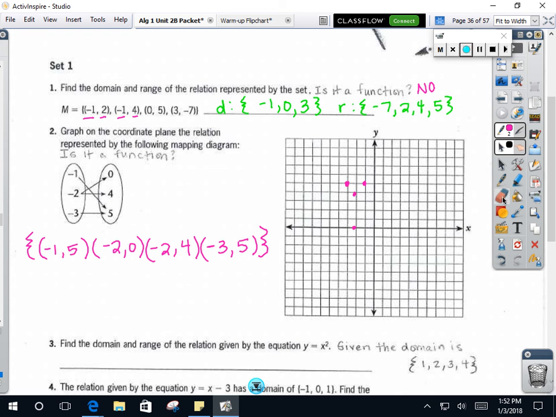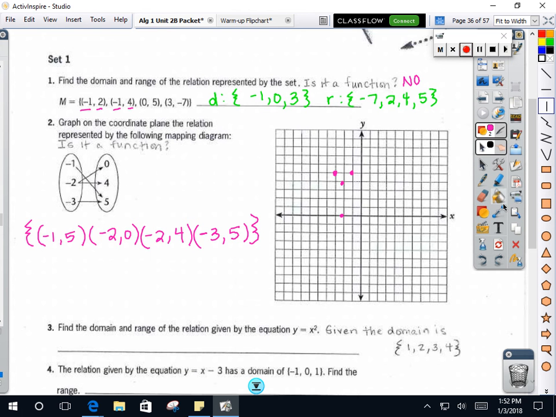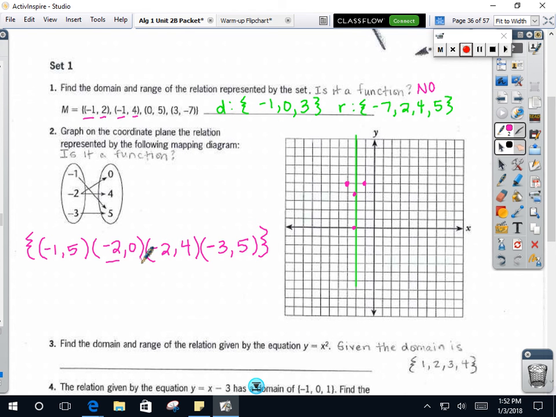Okay, so once you have your relation graphed, you can see that it's not a function because first of all, it fails the vertical line test because right there it hits it twice. And you can also see that in the set of ordered pairs, negative 2 has two different y values. So this one's not a function.